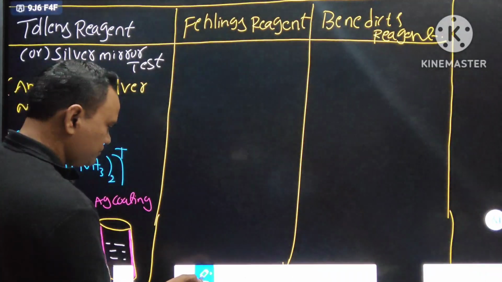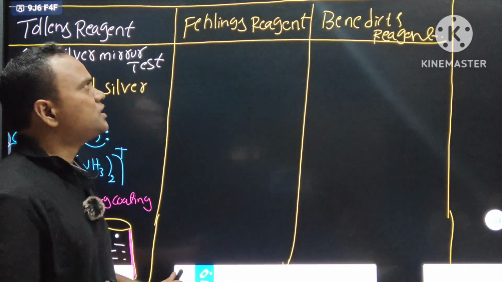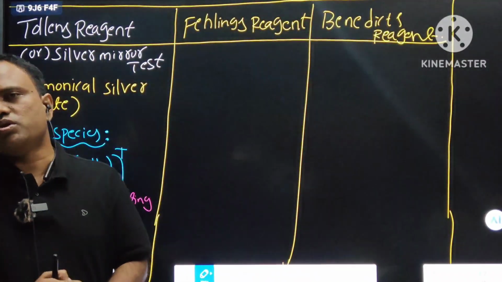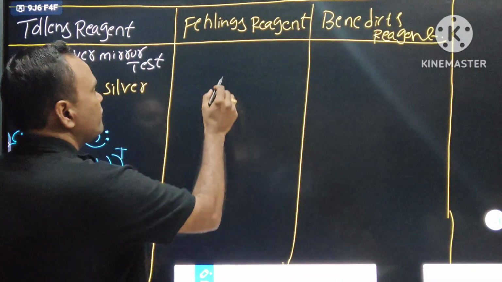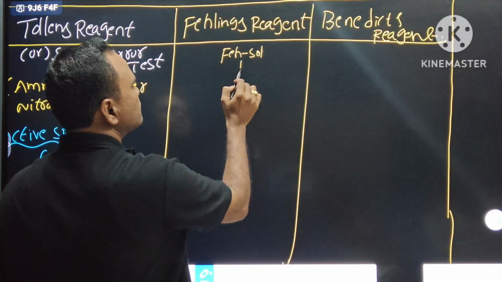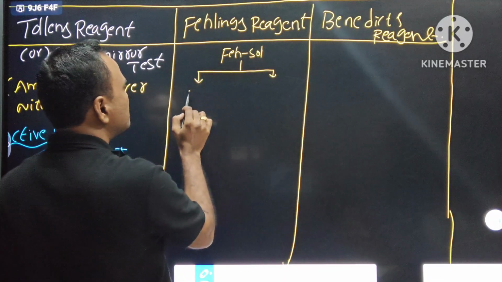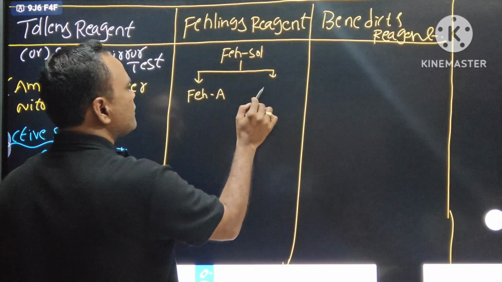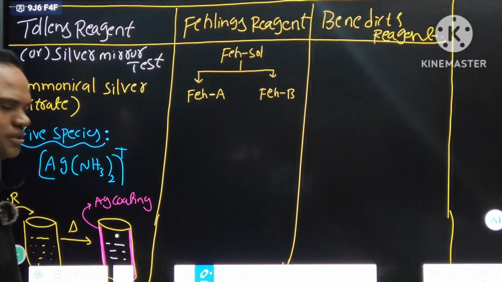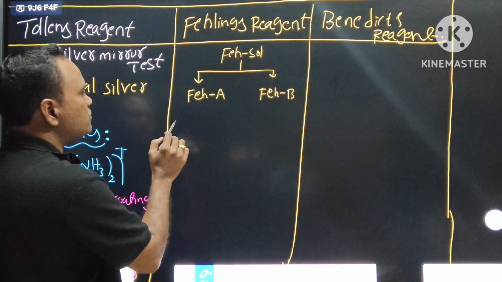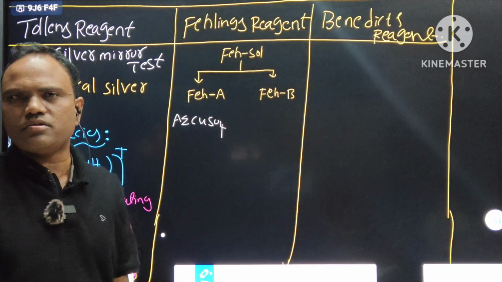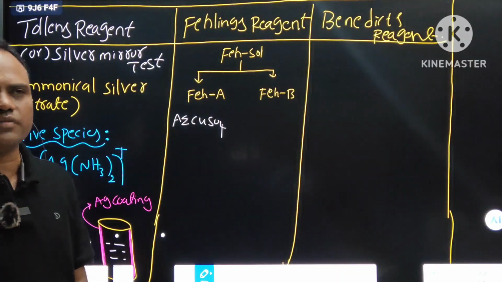Fehling reagent. Fehling reagent is prepared by the combination of two solutions, Fehling A and Fehling B. You write the shortcut like this. Fehling solution is prepared by mixing Fehling A plus Fehling B. Fehling A is aqueous copper sulfate solution. You have to learn this, aqueous CuSO4, as theoretical questions will come.